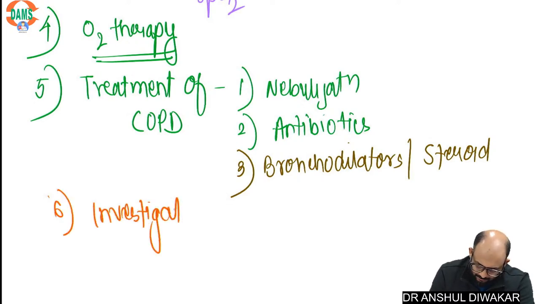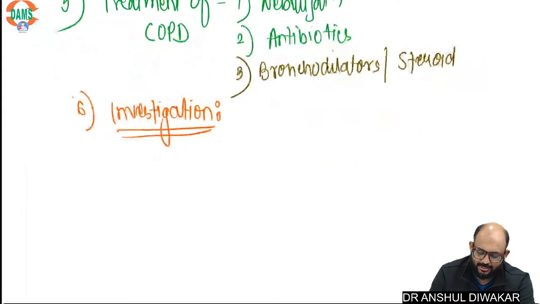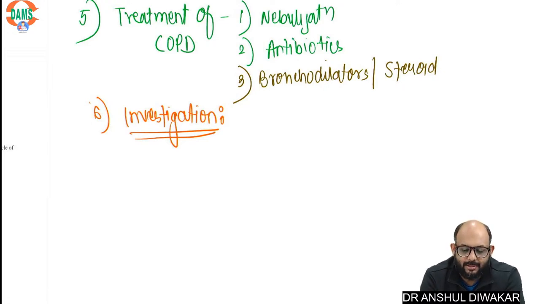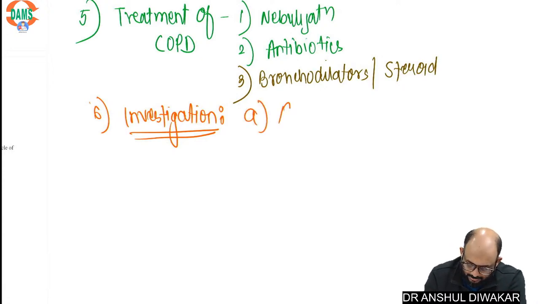Now tell me which investigation would be your first choice here. Chest x-ray. For that, you have to send the patient to the radiology department or something else. Which investigation would be the first thing that you are going to do? Yes, you are going to first do an ABG, which is arterial blood gas.